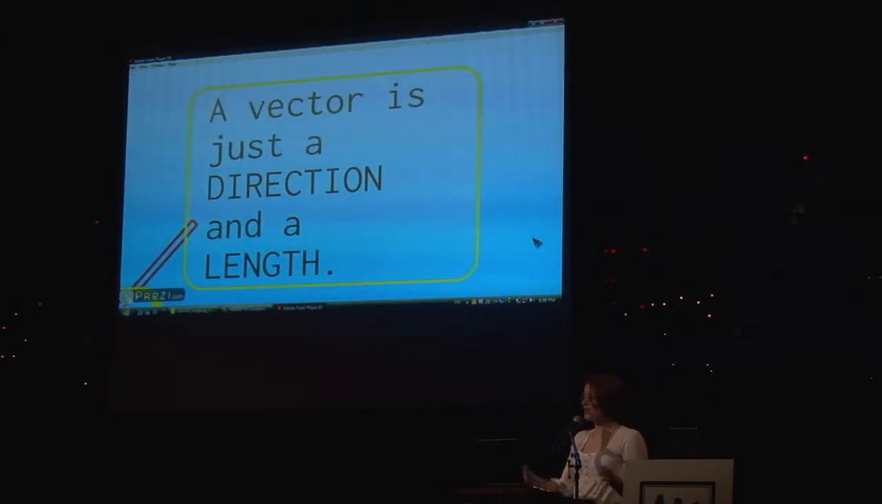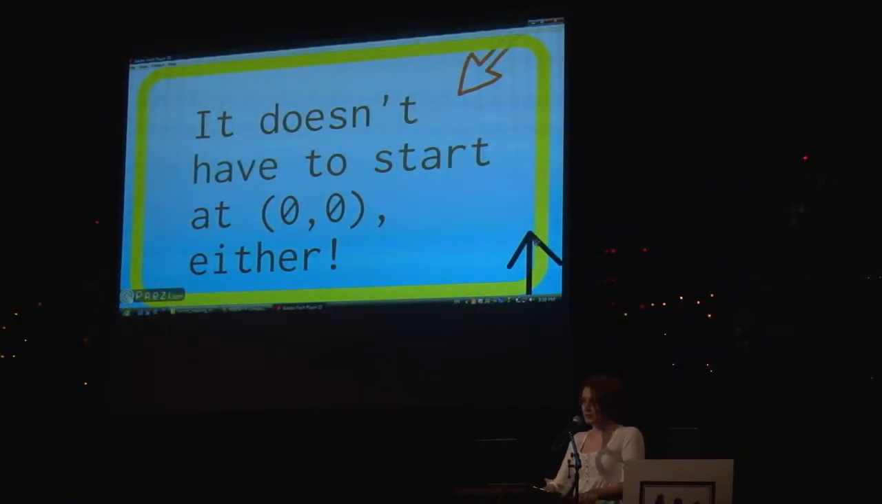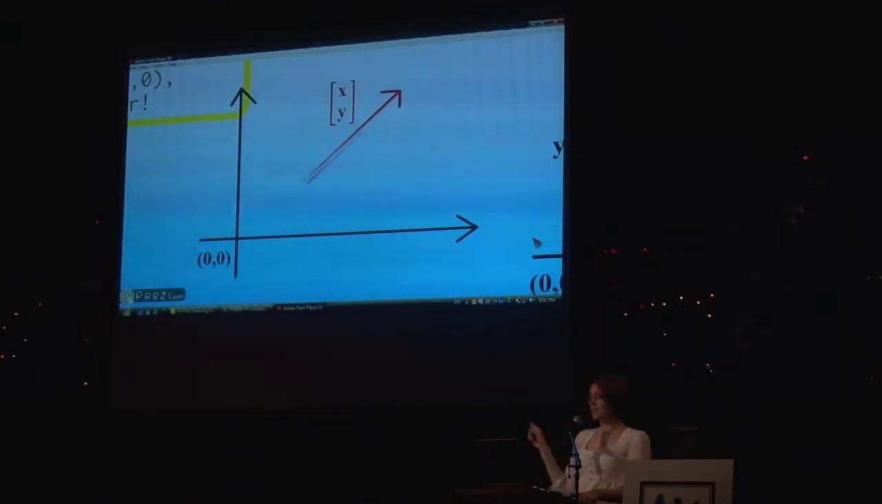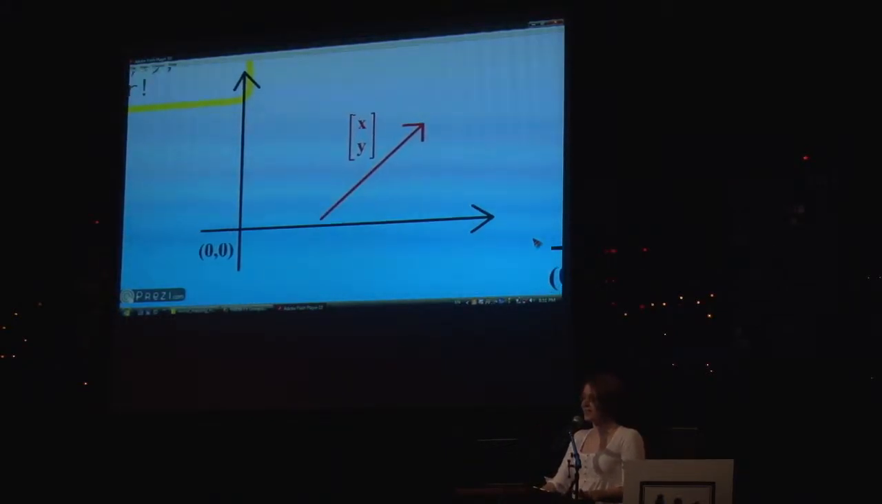Now, a vector is just a direction and length. That's all it is. We usually call the length magnitude, but it's just a length. It doesn't have to start at 0, 0, like my earlier example. So you can move it all over the place. It's still the same vector, as long as it's the same direction and the same length. No big deal, still xy.